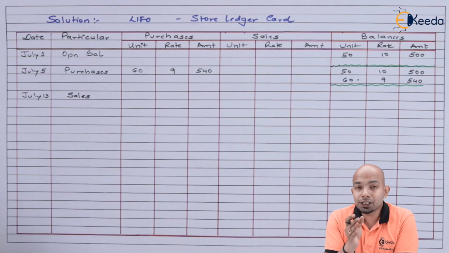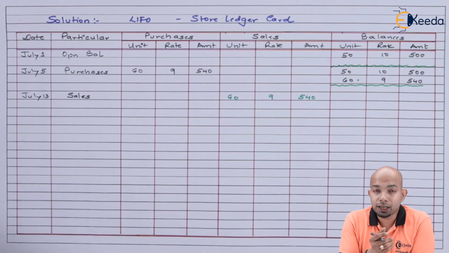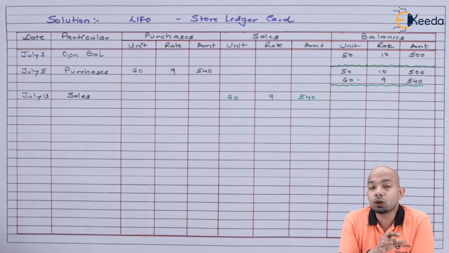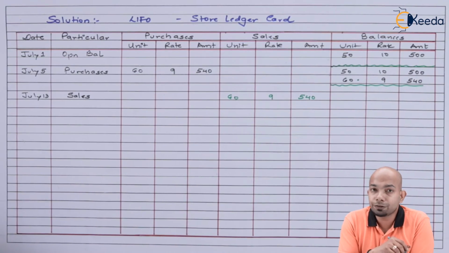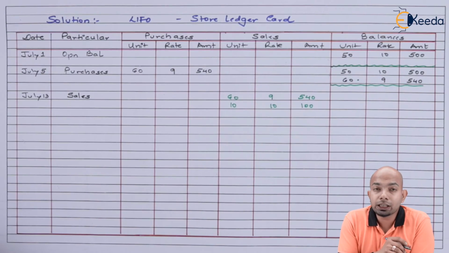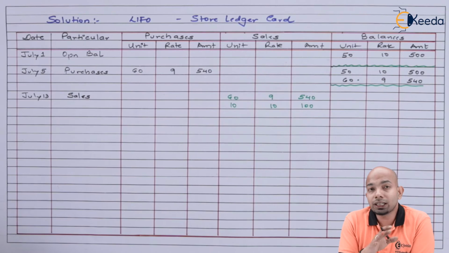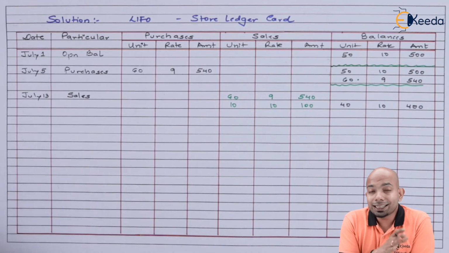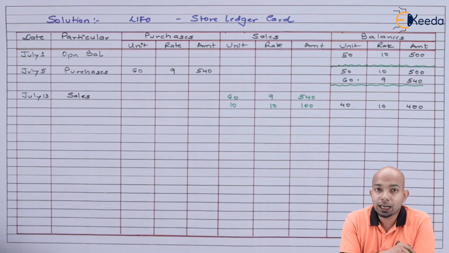That means the 60 units that were purchased will be sold out first. And the balance 10, which is required to complete the consignment of 70 units, will be taken from the opening balance of 50. So with this, the sale transaction of 70 units will be completed. This is the way the calculation is supposed to be done. Now the balance will only have 40 units, at the rate of 10 per unit, and the amount has been mentioned here. That is the closing balance as of that day.